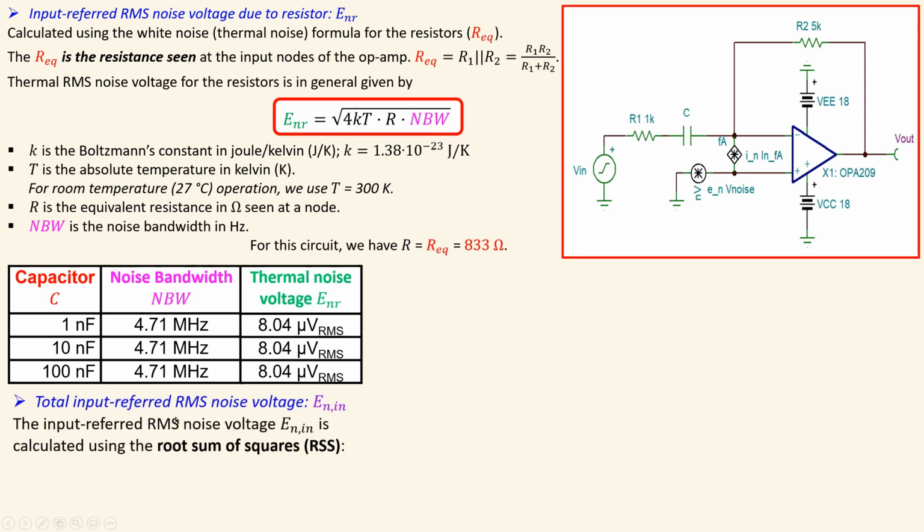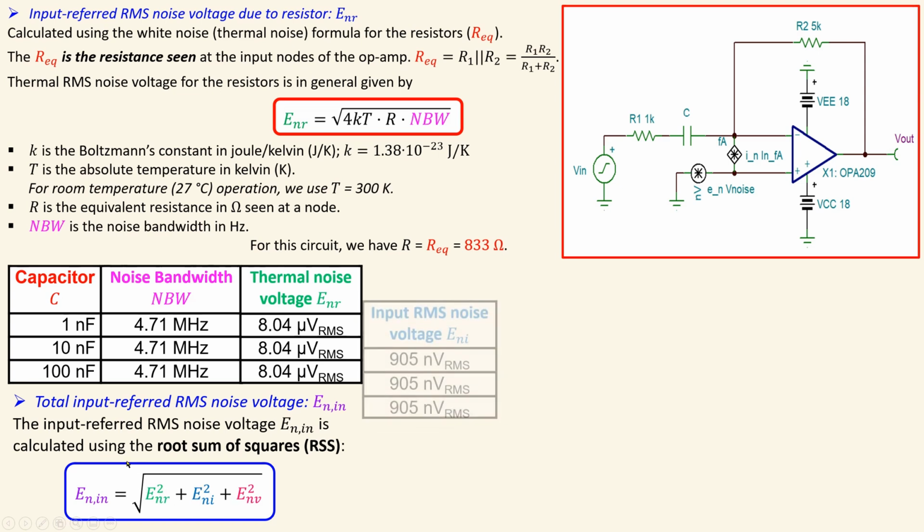Now the total input referred RMS noise voltage will be calculated using these tables. It is calculated using the root sum of squares. This is the actual expression: the square of this one plus the square of that one plus the square of this one, then add them up and then take the square root. That is how you should find this. So what we have is the input referred RMS noise voltage determined by 3 elements.